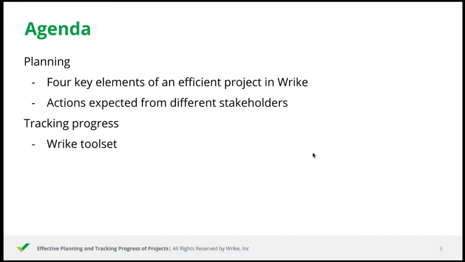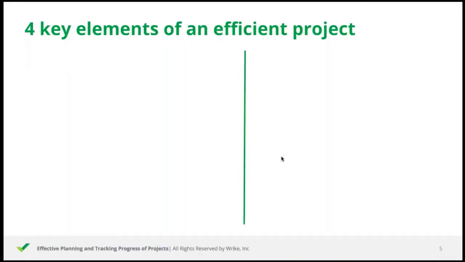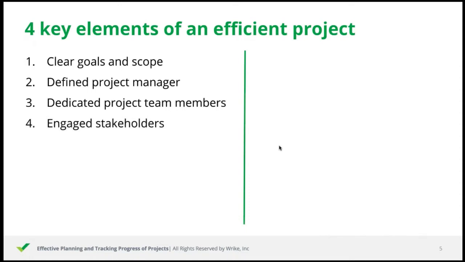We are going to start our conversation with listing the 4 key elements of an efficient project. Then we will discuss each of these elements in detail. In order for a project to be efficient, clear goals need to be set for it and a scope needs to be defined. Every project should have a project manager who is going to be held accountable for the expected deliverables. In order to accomplish all the actionable steps required for the project completion, a group of dedicated team members is required. Finally, all the project stakeholders need to be engaged into it.